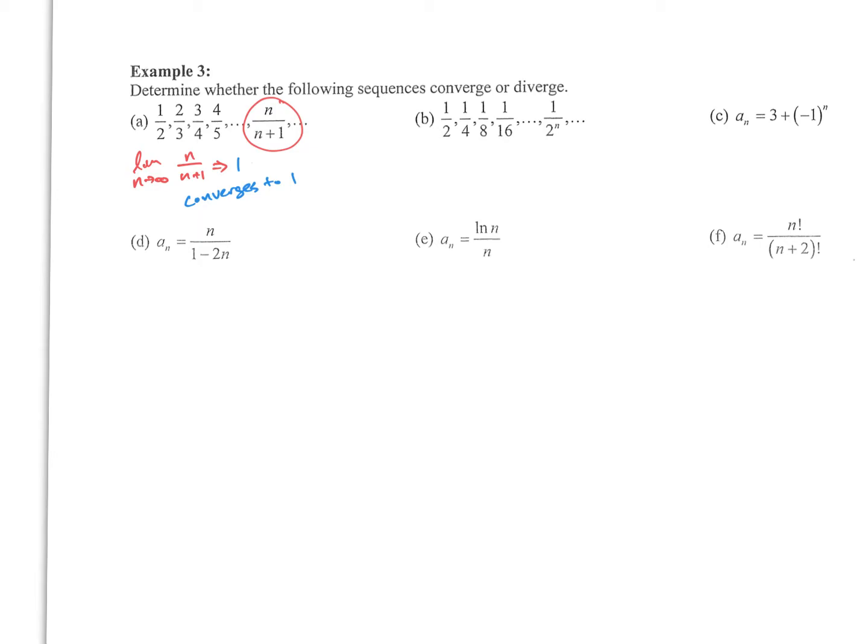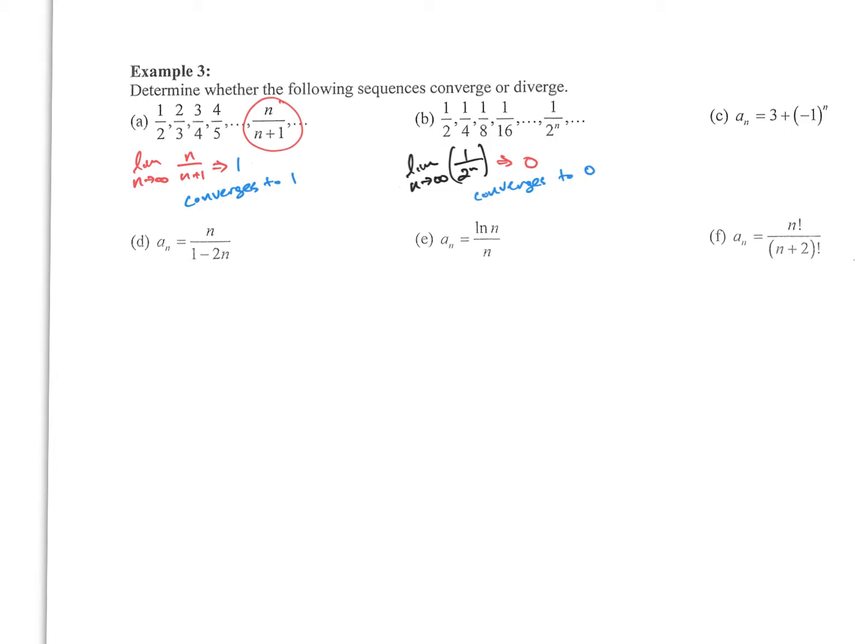All right, so let's look at part B. So now, what's my a sub n of part B? 1 over 2 to the power of n. All right, so now if I take a limit to infinity there, what do I get? I get 0. So what do we know? The sequence converges to 0.